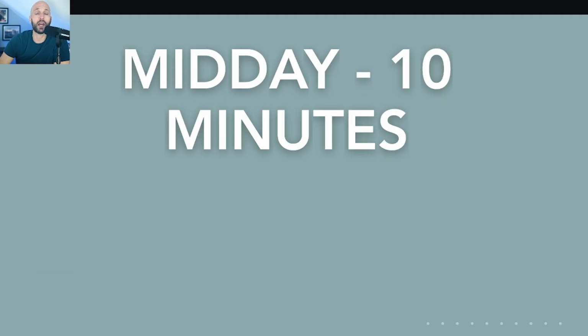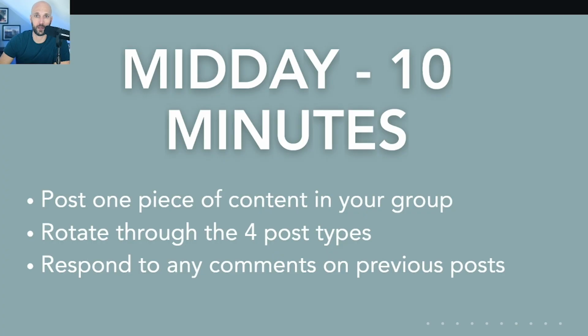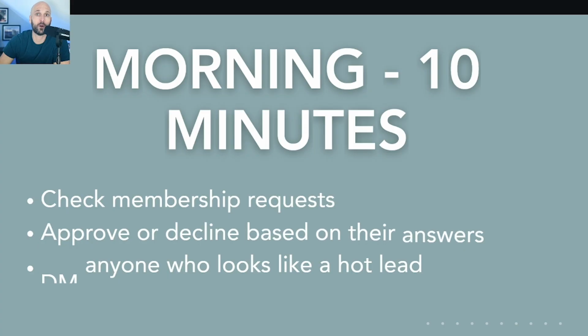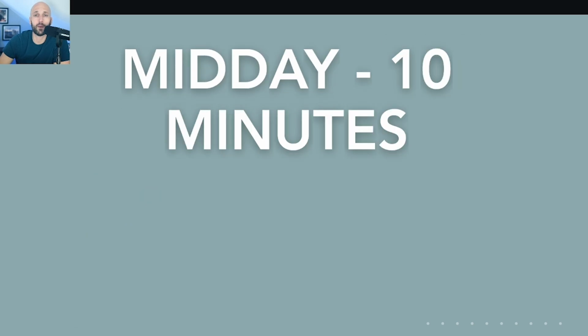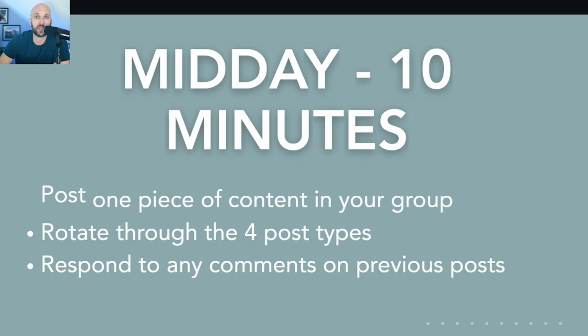And then you have your midday 10 minutes. You want to post a piece of content in your group around midday, or you can post it in the morning and you can switch one of these out. But you want to rotate through those 4 post types consistently. And then you want to respond to any comments on your previous post. You can do that in the morning, and then in the afternoon you can DM people, right? You can swap these out in any way. This doesn't have to be done in this exact order.